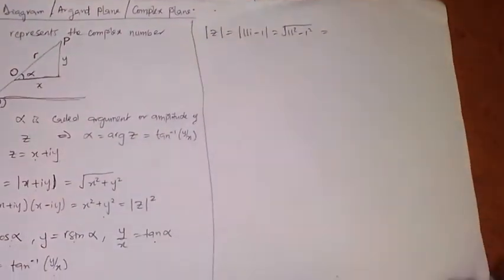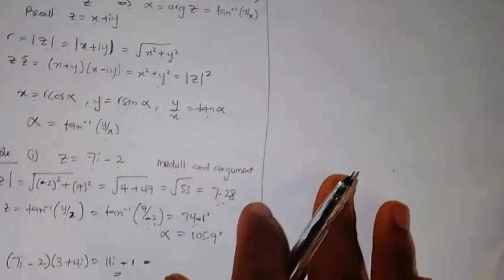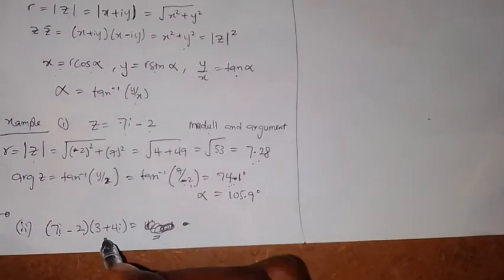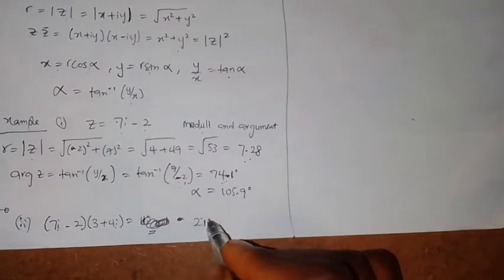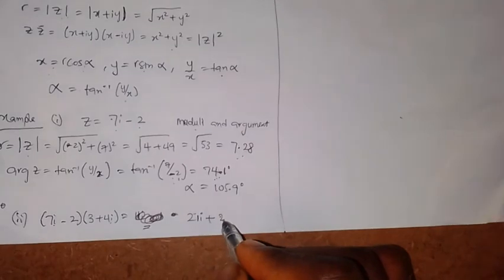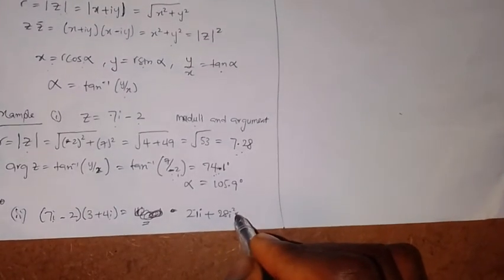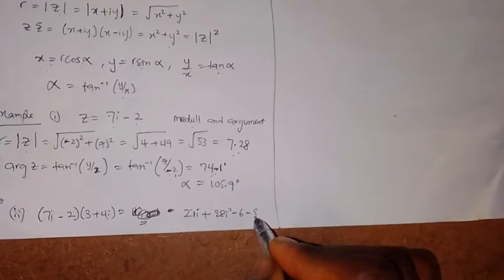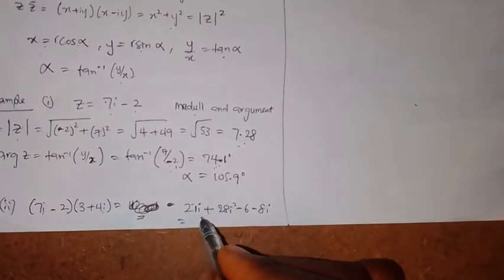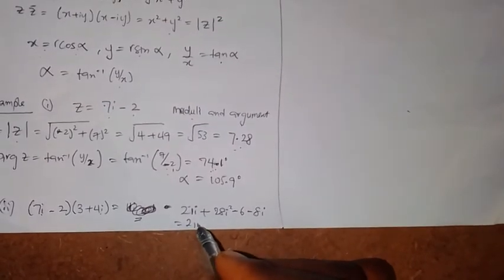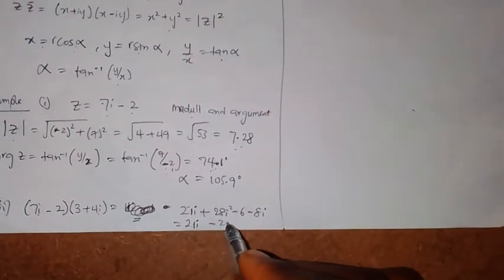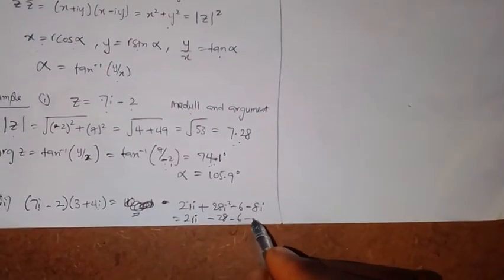Okay, sorry, I'm to multiply here, isn't it? Oh, I'm to multiply here. I was adding. Now, multiplying, I'm going to have this as 7 times 3, that's 21i, plus 28i squared, minus 6, minus 8i. Okay, so 21i minus 28 minus 6 minus 8i.